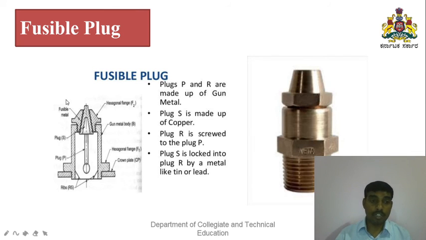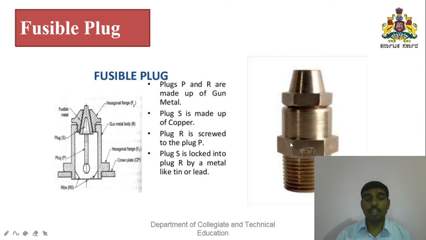So let's take a glance, and this is the actual diagram of the fusible plug. Here we have a fusible metal. I already told you it's made up of gunmetal, and the plug S is made up of copper. The plug R is screwed to the plug P here. So this is the plug P, and plug R is screwed to this one, and plug S is locked into the plug R. We have a hexagonal flange, gunmetal, and a chrome plate is also there.